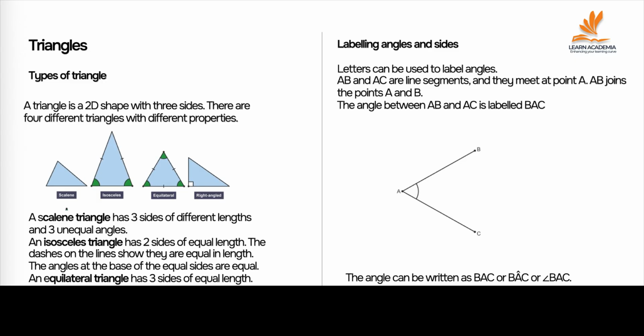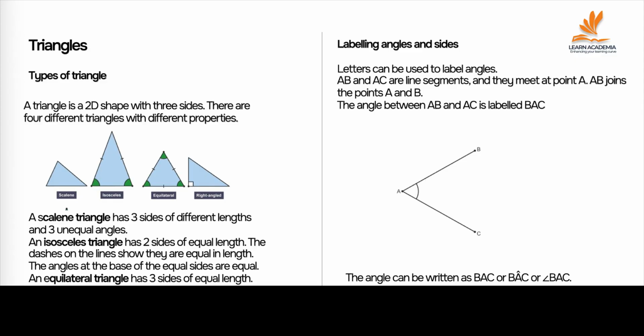Each of these triangles would usually have properties that differ them from each other. So a scalene triangle is said to have three sides. Of course, all triangles have three sides. But for a scalene, each of the sides have different lengths, making them similarly have different or unequal angles. So that will be that for a scalene triangle.